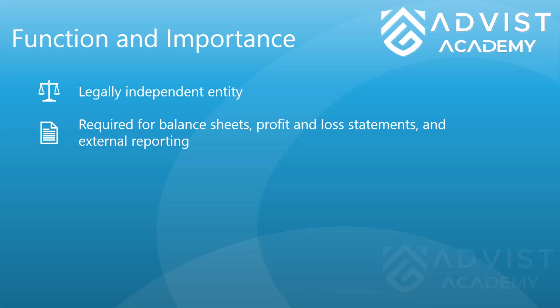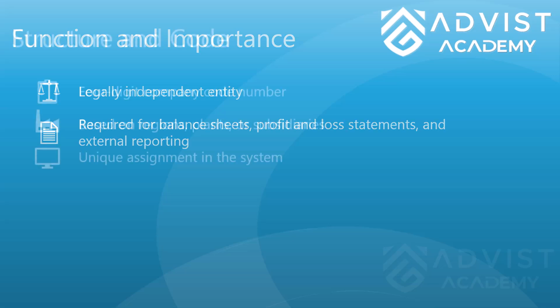This entity can independently generate balance sheets, profit and loss statements, and fulfill tax reporting requirements. Therefore, the company code constitutes the lowest level for external financial reporting and is essential for any financial closing, whether for a small business or a large international corporation.